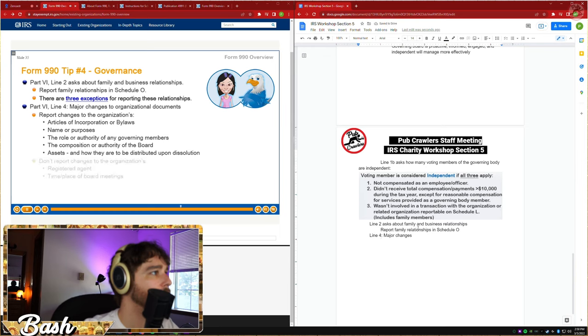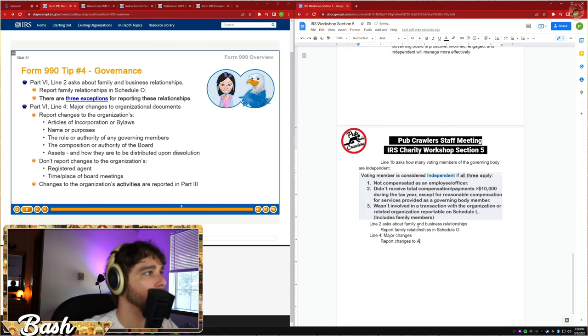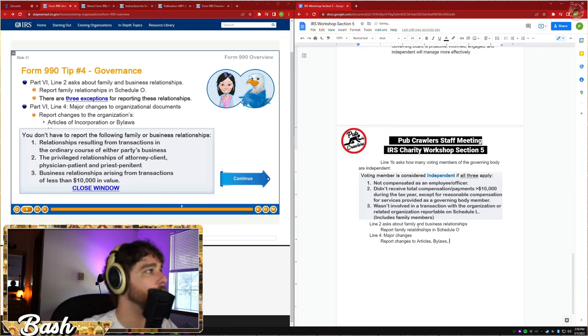Examples of changes that don't need to be reported include changing the registered agent or the time and place of board meetings. Any significant changes to the organization's activities should be explained in Part 3 of the Form 990. Select the Continue button for more tips on Part 6.